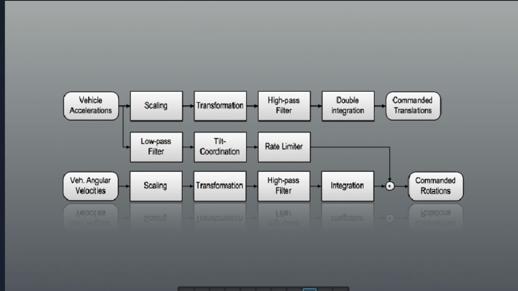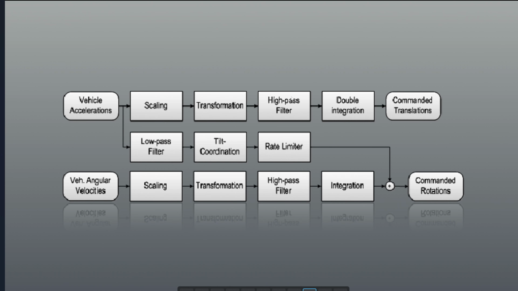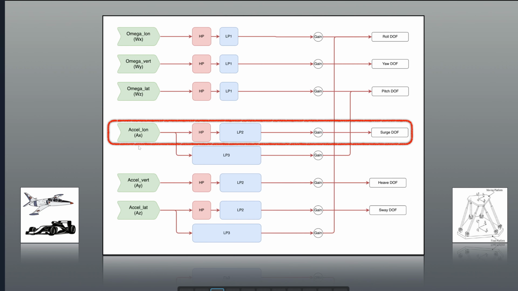So in maybe one of the future videos I can explain to you why a low pass filter is essentially the same thing as an integration. So a double low pass is a double integration. But that's details essentially if you really want to dive deeply into it. What I can show you is a couple of different ways to turn a longitudinal acceleration into the surge degree of freedom, high pass, second order low pass, which is essentially a double integration.